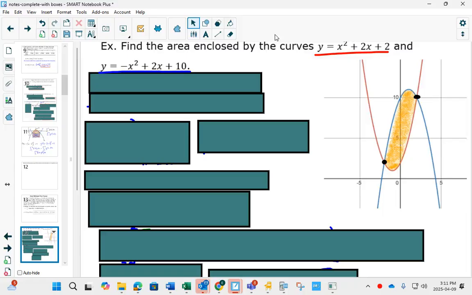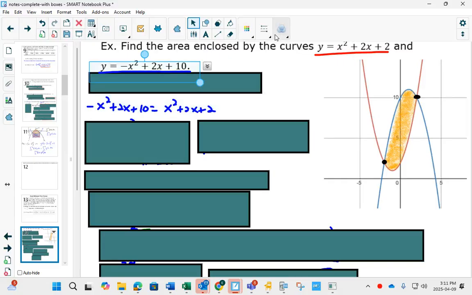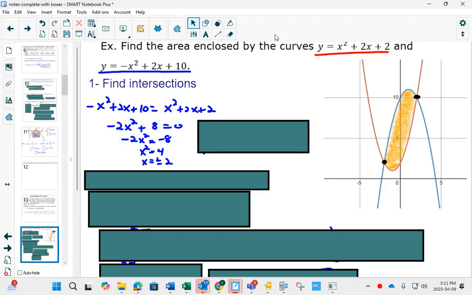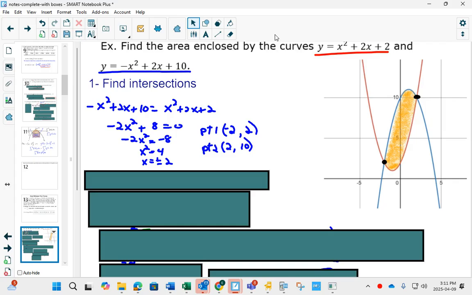And in fact, substitution works beautifully because they're already both equal to y, so we can just make the x parts equal to each other and solve for x, where we get plus or minus 2. We can label those points. We don't really need the y values, but we could have them if we wanted. We have the points (-2, 2) and (2, 10).